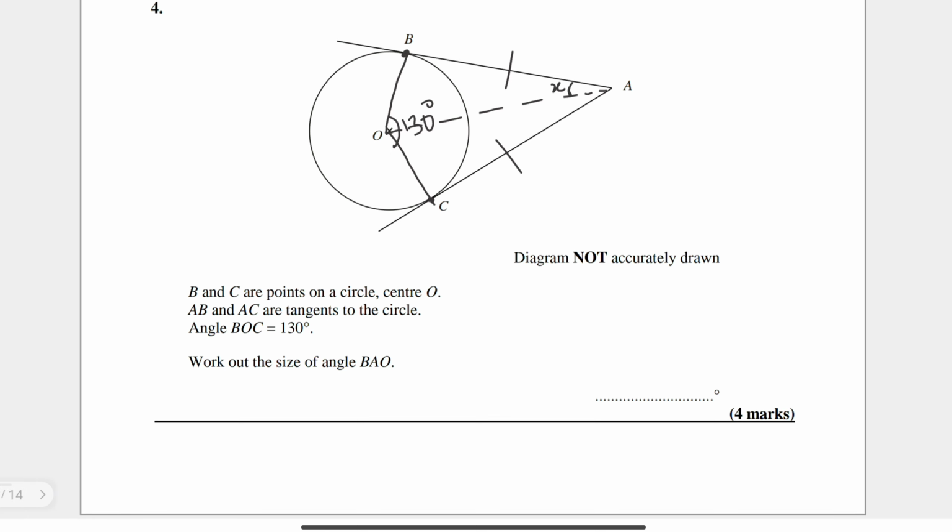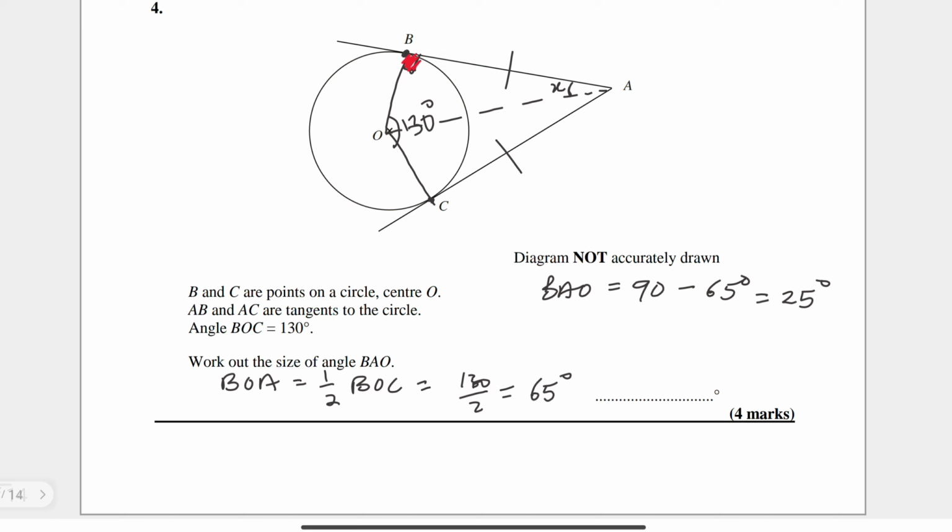Just like the previous question, first of all, we have to divide BOC by 2. So BOA is equal to half of BOC, which is 130 divided by 2, which equals 65 degrees. If this is 65 degrees, and we already know that this is a right angle, then BAO is going to be 90 minus 65, which equals 25 degrees. So BAO is 25 degrees.